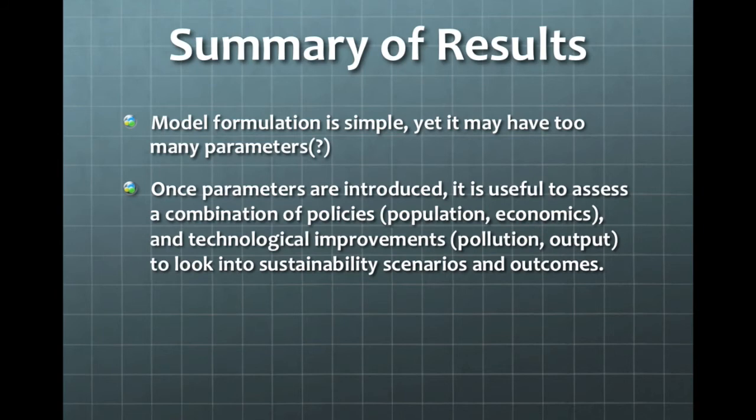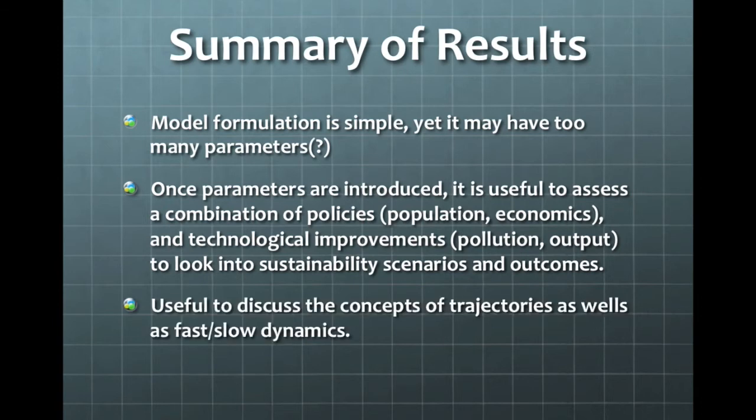Now, once the parameters are introduced, so once you realize that you have 20 parameters, then this model is useful to assess a combination of policies, on the population, on the economics, and technological improvements on pollution and capital output, to look into sustainability scenarios and outcomes. So I think in that sense the model allows you to do this. And I think the model formulation is very useful to discuss the concepts of trajectories as well as fast-slow dynamics. I'm going to correct the spelling here: fast-slow dynamics.